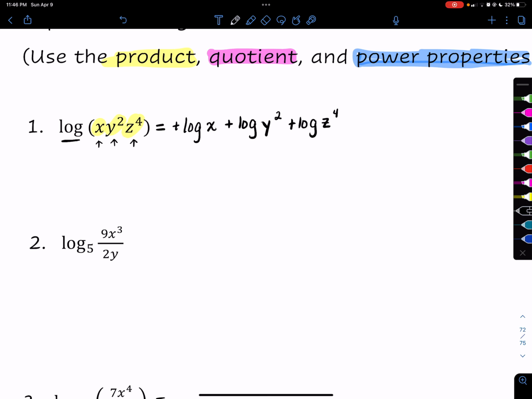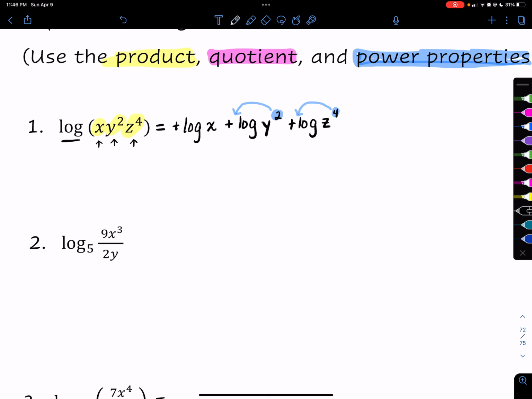All right. So now I'm going to look at these and say, okay, do I have any quotients? No. Do I have any powers on top? Yep, I do. On top of x, there's a power of 1. However, a power of 1 is understood and we have nothing to do with that. This one has a power of 2, so when I have the power of 2, I am going to replace that in front of the log. Then I've got this power of 4, and I'm going to rewrite it in front of its log, just the log that it is attached to.